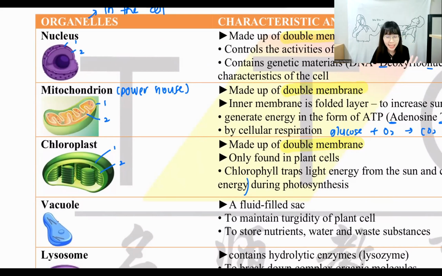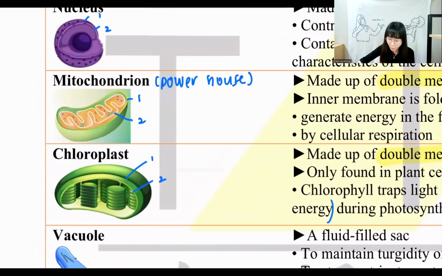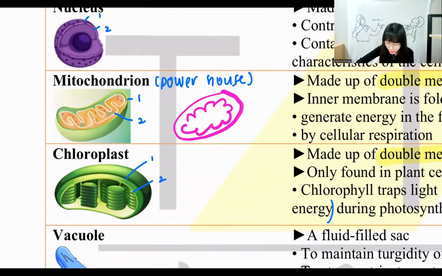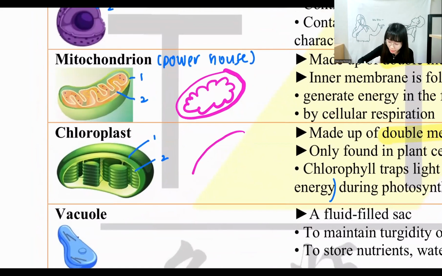Now, how do we recognize that? If it's a drawing diagram, mitochondria will be like that. So circle, and then it looks like a cloud inside. Cloud, okay? Looks like a cloud inside. This is a mitochondria, a 2D diagram. Chloroplast 2D diagram, it will be like that.